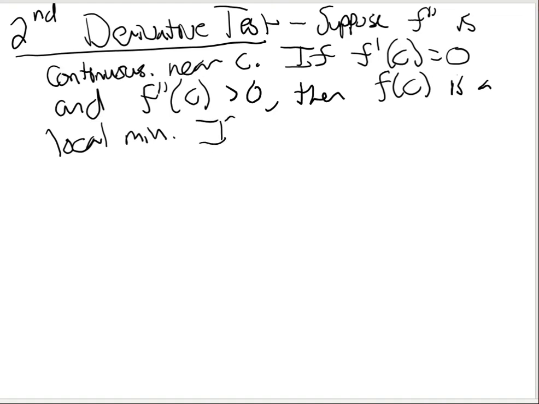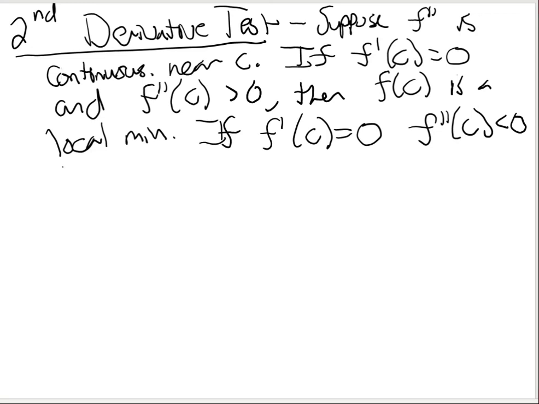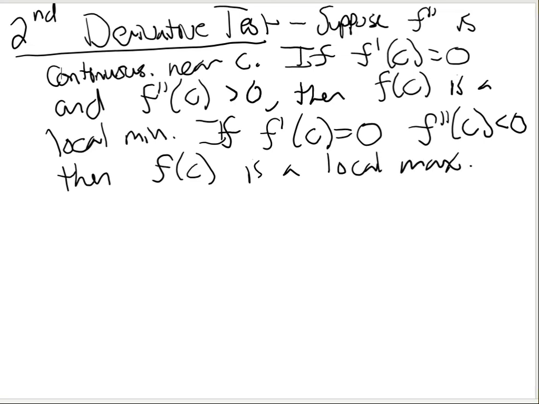If you have the same conditions, but instead you have that f double prime of C is less than 0, instead of a local min, you'll get a local max. Now this seems sort of like a weird test to do, and it's really just an alternative to doing the first derivative test, but it does work. And to see why, let's look at the parabola.